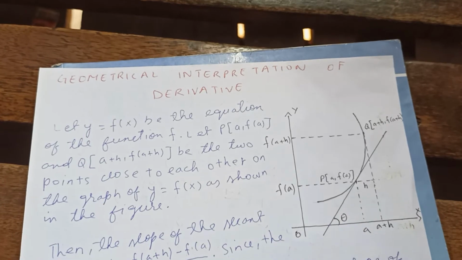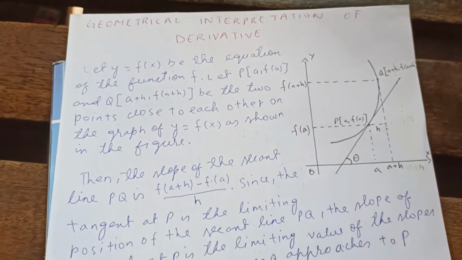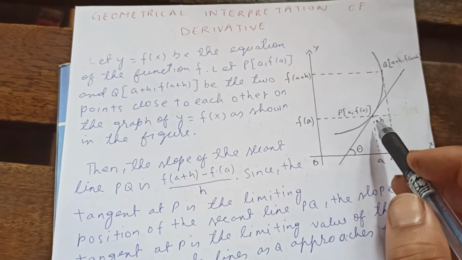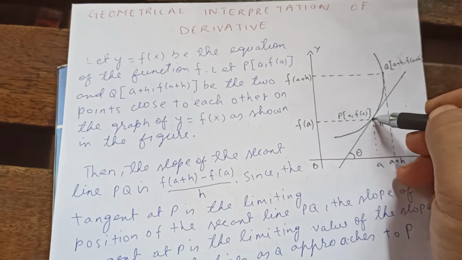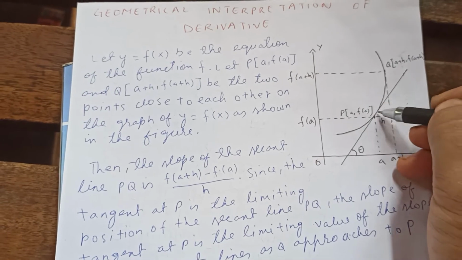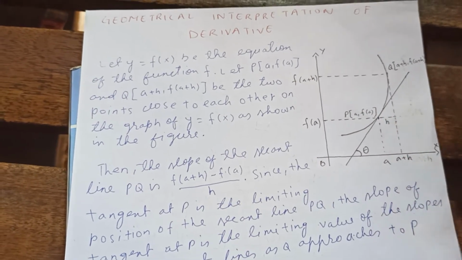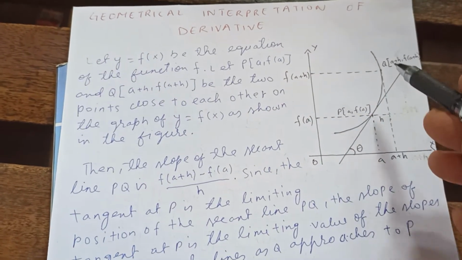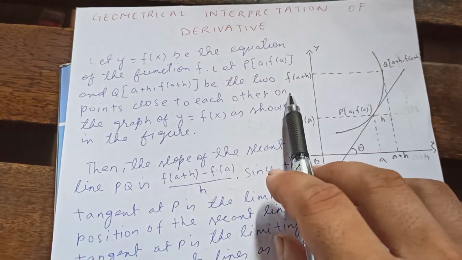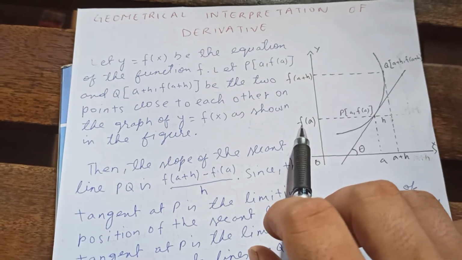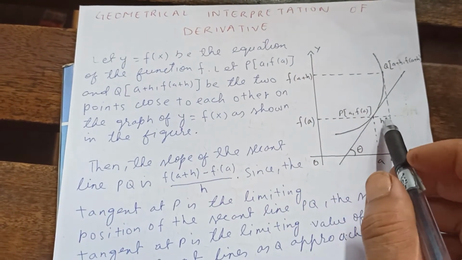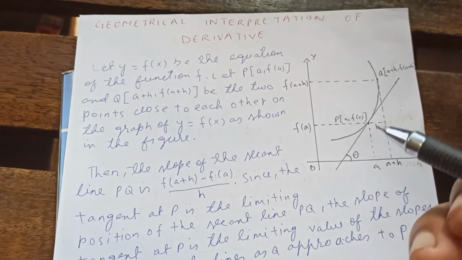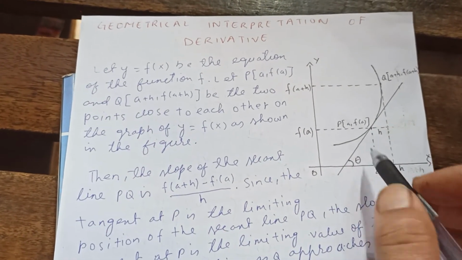Okay, now we're going to say this. So then the slope of the second line PQ. So this PQ is this line or this curve, that is what we call the secant line. So the slope of this line will be nothing but f of a plus h minus f of a upon h. h is the difference between these two, or the gap or the distance between a and a plus h.